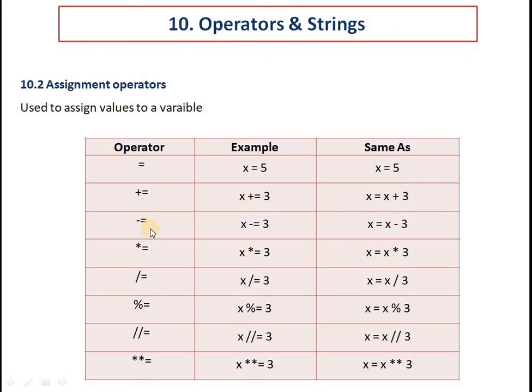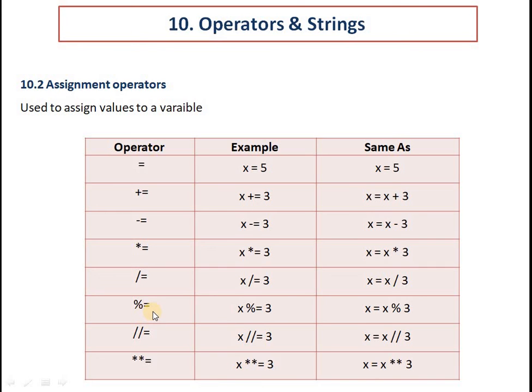Similarly, minus is equal to. You can put in the code x minus is equal to 3, which will subtract 3 from the present value of x. Multiplication is equal to: x into is equal to 3. The current value of x will be multiplied with 3. Division is equal to. You will be writing the program like x divided is equal to 3, which will divide the current value of x by 3.